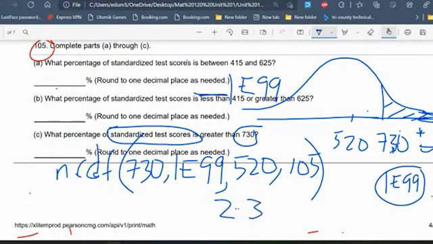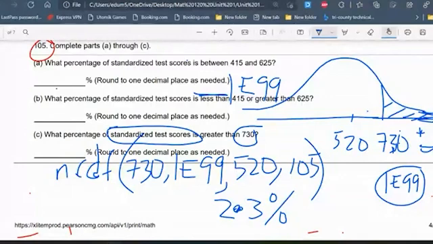2.3% of the data. Remember that this is raw data. It's a real world question, so you have to answer with a real world answer. Therefore, 2.3% of the data lie above 730. Is that clear?